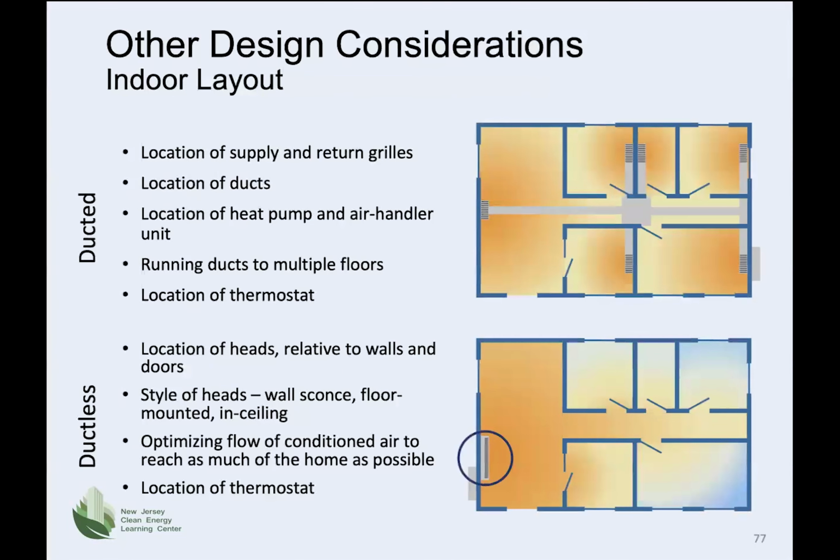On this slide, we're looking at a home with a relatively simple layout, and we have 2 ways of maybe serving this load. One would be ducted versus having a ductless system. It's a simple single-story home, looks to be about 3 bedrooms, a master bedroom on the lower right, and 2 other bedrooms with a bathroom in between.